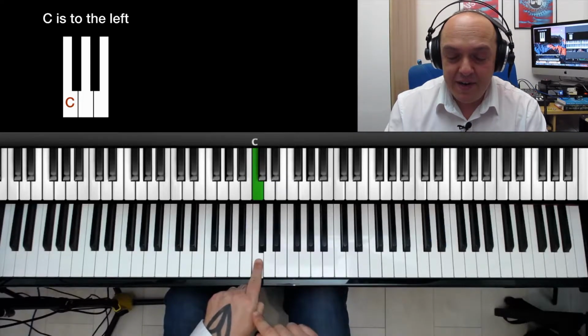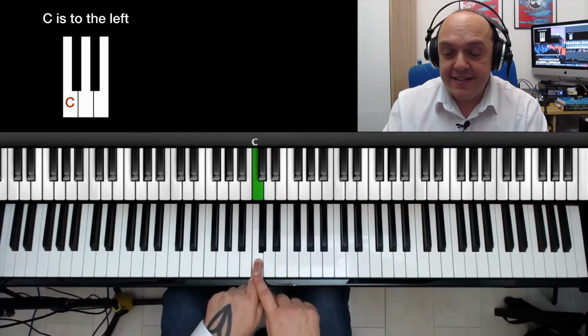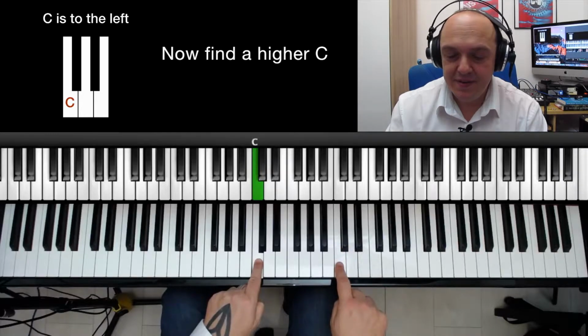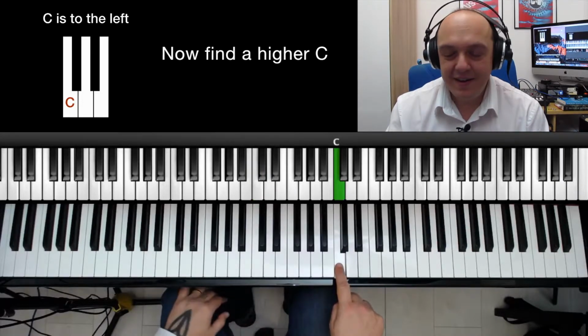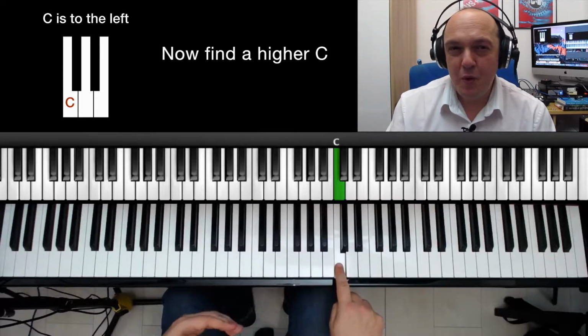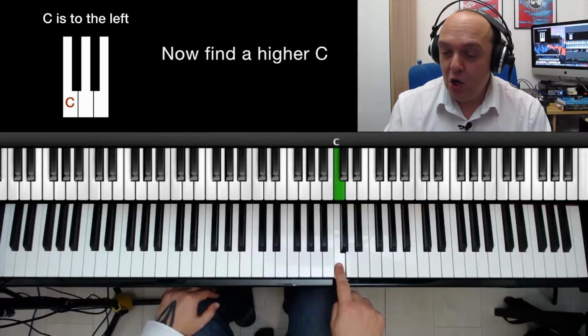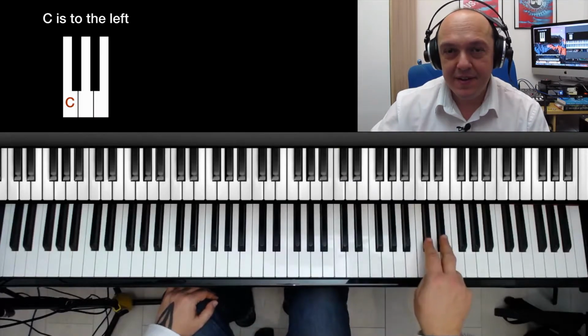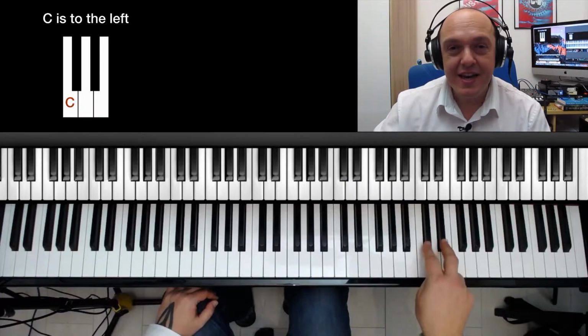Now, as a quick activity, locate the next higher group of 2 black keys and play the C just to its left. We might want to do it just once more. Locate the higher group of 2 black keys and play the C just to its left.